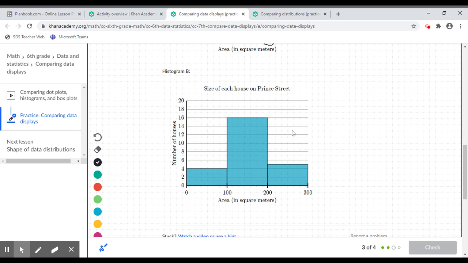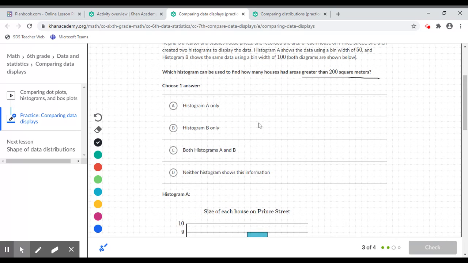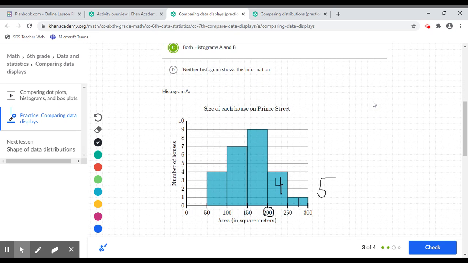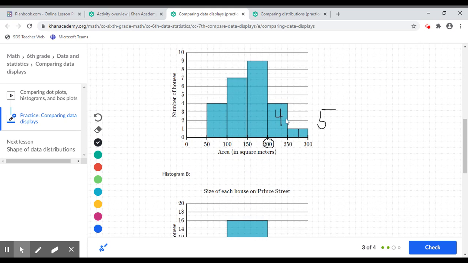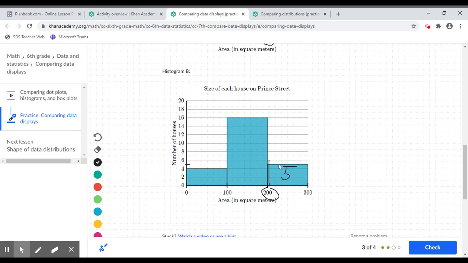Let's see if we can answer the question here. Above 200, there are 5. Right there in between 6 and 4, there are 5 houses. We can actually use both in this case. In order to answer this question successfully, we just need to make sure that we can tell for sure that something is above a certain boundary on the histogram.